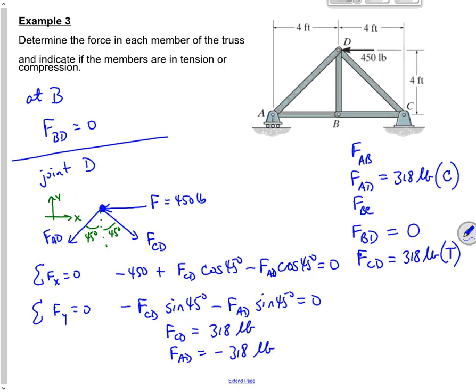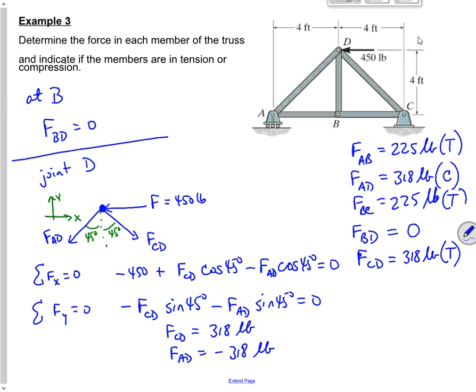So we go back to our list. FAB is going to be 225 pounds. That's in tension because it's pulling on the beam. And since we already figured out that BD is 0, FBC has to be equal to FAB. So this is also equal to 225 pounds, and it's in tension.